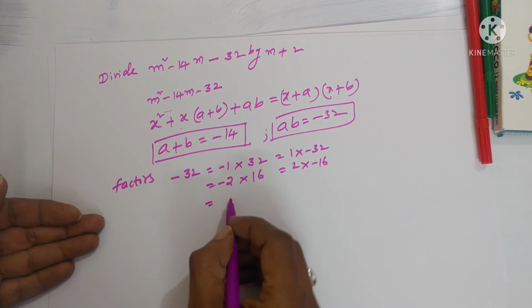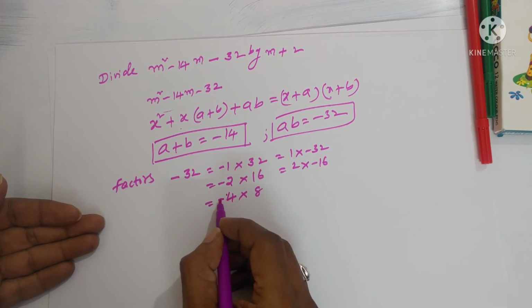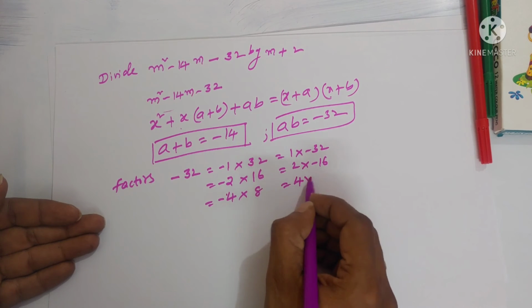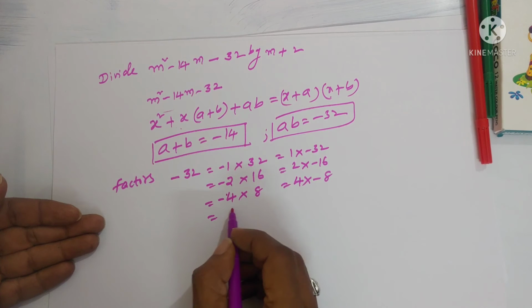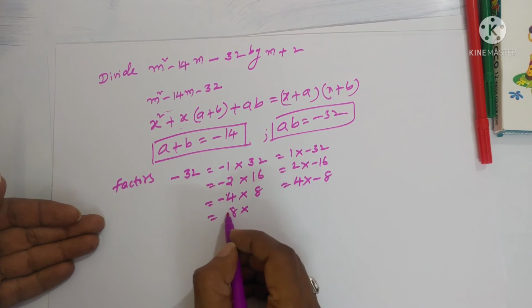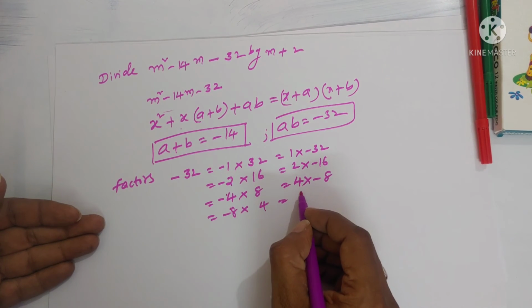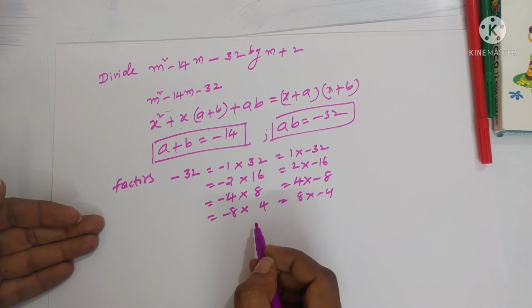Okay children, now again by 4 table. Actually for 32 we have 4 into 8. Otherwise 4 into minus 8 or minus 4 into 8. And then by 8 table, reverse it: 8 into minus 4, or minus 8 into 4. You reverse these factors, you will get that same thing.